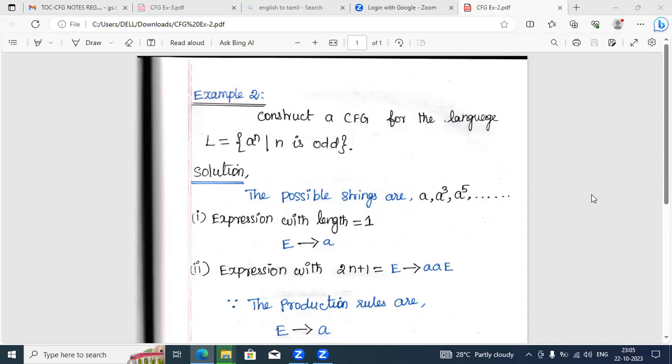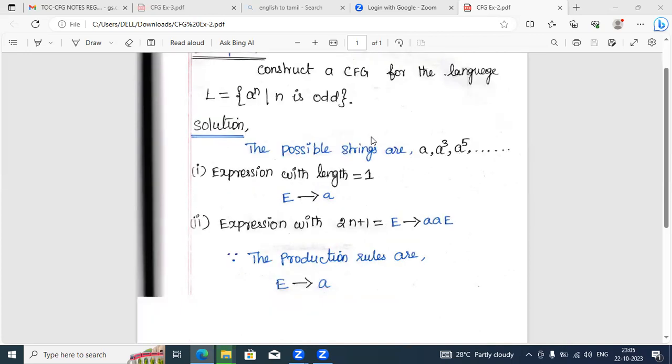Today, we will discuss one small example under context-free grammar. Let us see the example. The example is: construct a context-free grammar for the language L = a^n, where n is odd. So here we have to produce a string for n when n is odd, right? Let us see the solution.